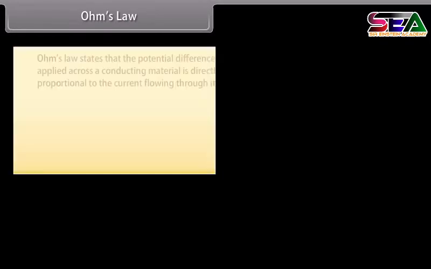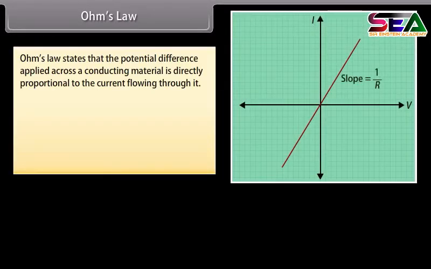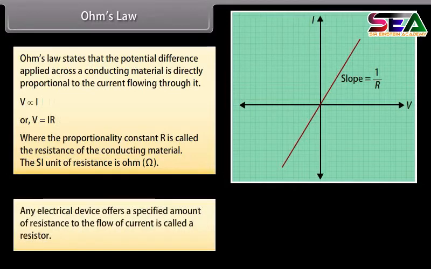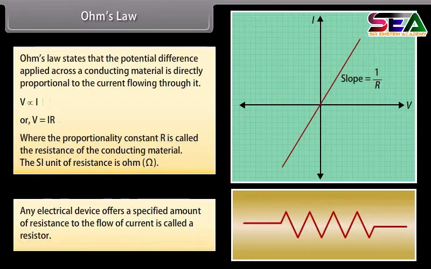Ohm's law. Ohm's law states that the potential difference applied across a conducting material is directly proportional to the current flowing through it. V ∝ I, or V = IR, where the proportionality constant R is called the resistance of the conducting material. The SI unit of resistance is ohm. Any electrical device that offers a specified amount of resistance to the flow of current is called a resistor. We represent a resistor by this symbol.